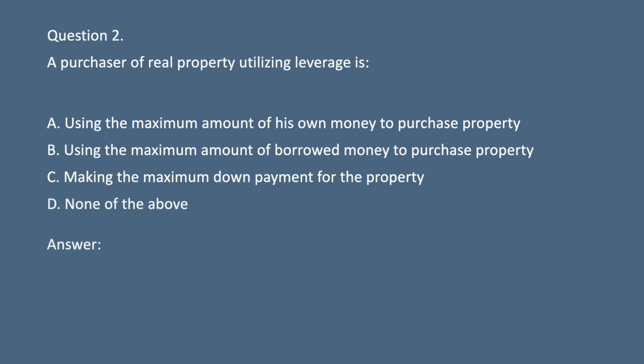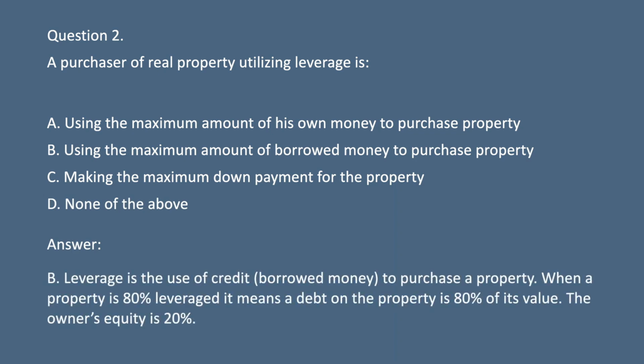Answer. B. Leverage is the use of credit, borrowed money, to purchase a property. When a property is 80% leveraged, it means a debt on the property is 80% of its value. The owner's equity is 20%.